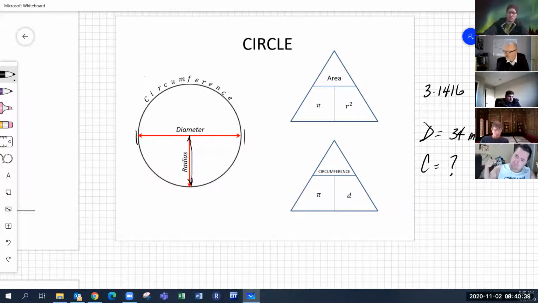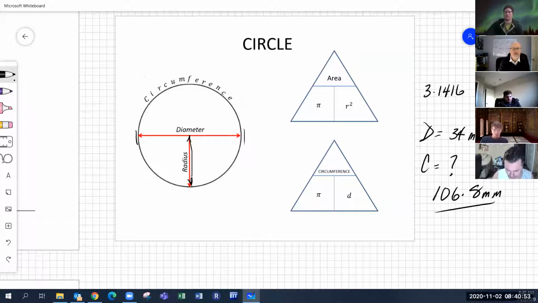Pretty easy stuff, I think. The circumference is what, 106.8 millimeters? Yes? Yes. Yes, thank you, Alex. Okay, that's pretty easy stuff. That's not too difficult, I would say.